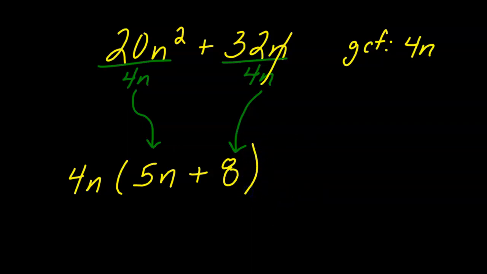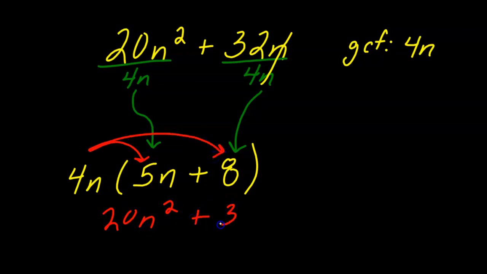If you distribute 4n to 5n, you get 20n squared. And 4n times 8, that's going to give me positive 32n. And as you can see, that matches what we started with. Okay, so your answer is this factored form right here.